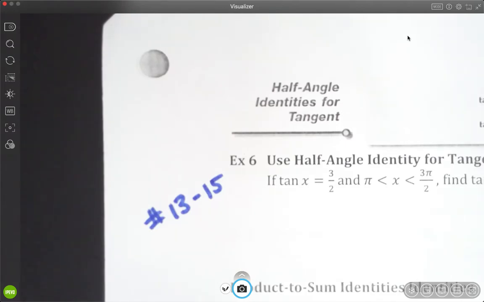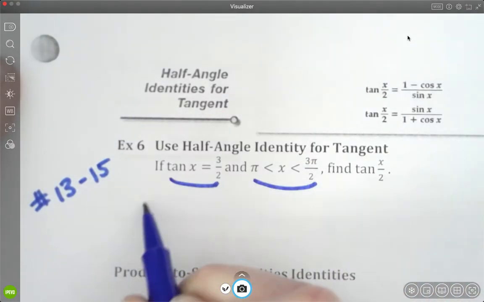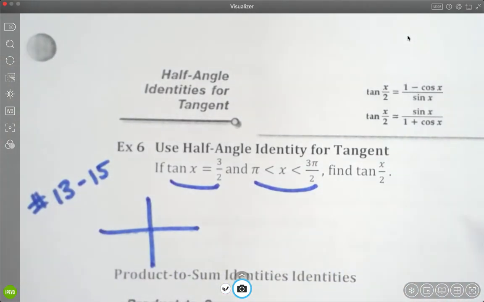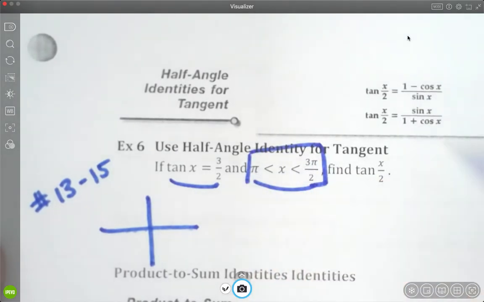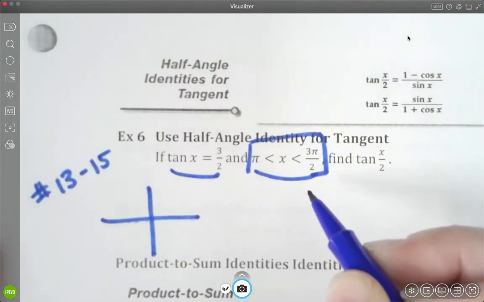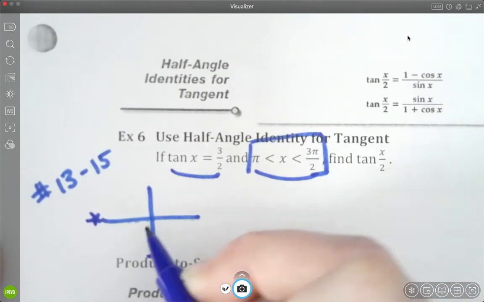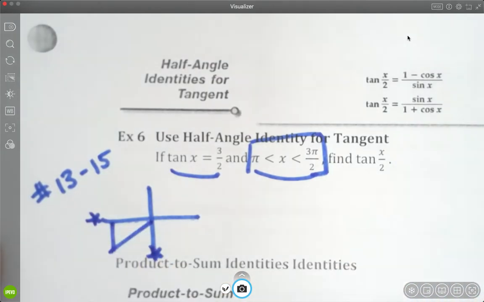So, when they give me this information, I'm going to draw what it looks like. I'm going to put it over here and draw it. This tells me what quadrant it's in. Pi to 3 pi over 2. What quadrant is that? Pi lives here, 3 pi over 2 lives here, so it is going to be in the third.